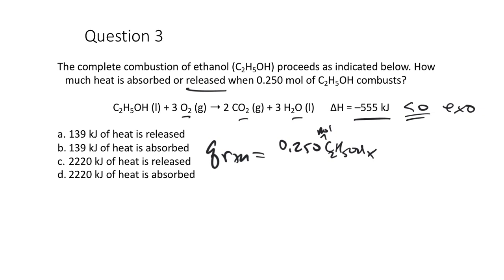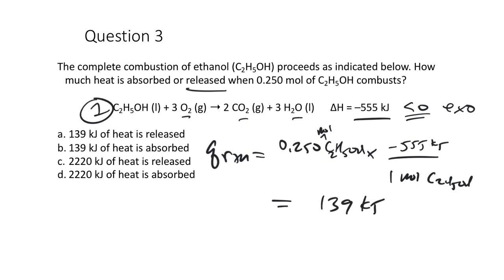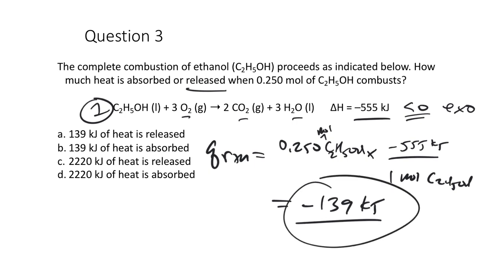And then according to my balanced equation, the Q of reaction is minus 555 kJ per, and I look here, a 1 in front of ethanol, that's per 1 mole of ethanol. And so I just multiply 0.25 by negative 555, that gives me negative 139 kilojoules. Now this is negative, and so this is the heat change of the reaction, and so the reaction's losing 139 kilojoules.